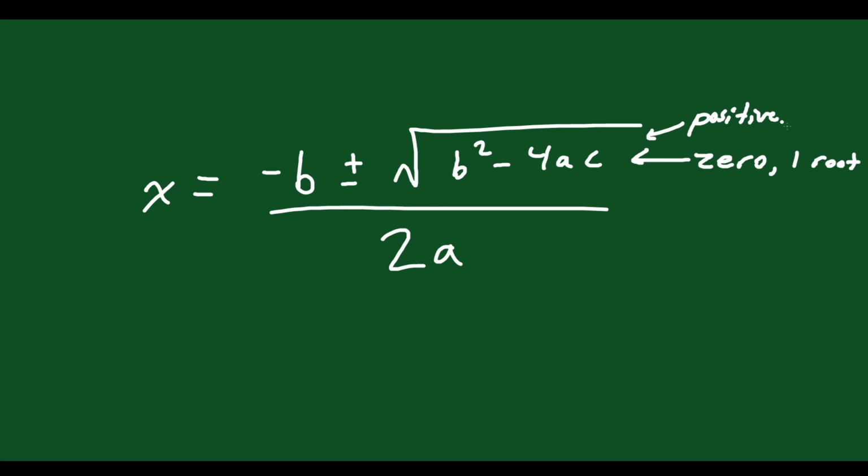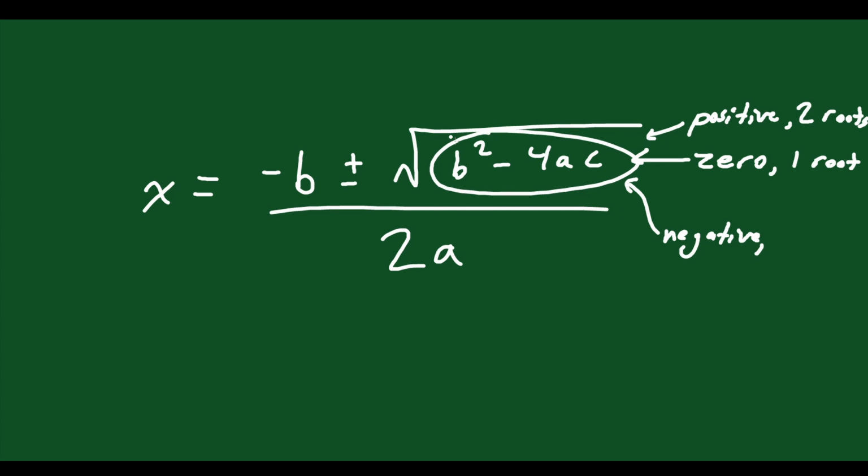If it's a positive number, that means you have 2 roots because you're adding and subtracting this number. If it's negative, well, if this thing in here is negative, you're not able to take the square root of a negative. And because you can't take the square root of a negative, you can't solve this value for x. So if it's negative, that's when you have no roots.